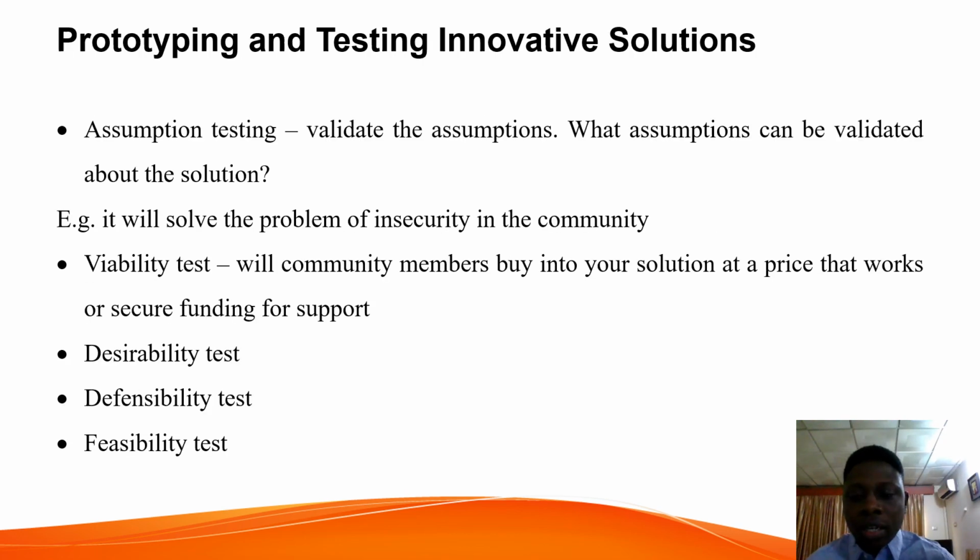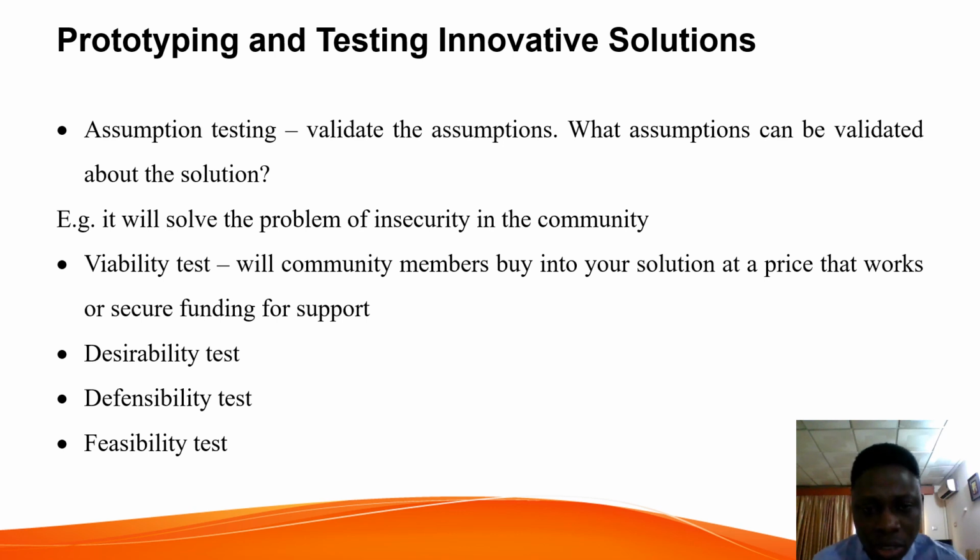Now, there's what we call prototyping and testing innovative solutions in social welfare. You have done the necessary research, you have done the secondary, you have done the primary, you have followed the design thinking process or methodology. Part of the process or methodology is assumption testing. How do you test? How do you validate your assumption? For instance, the major problem in a particular community is the deviant young adults that are causing menace in the community.